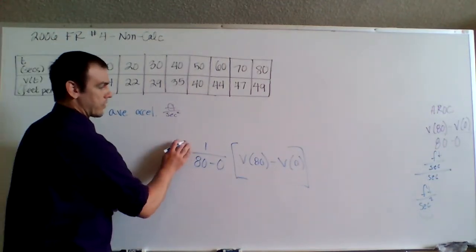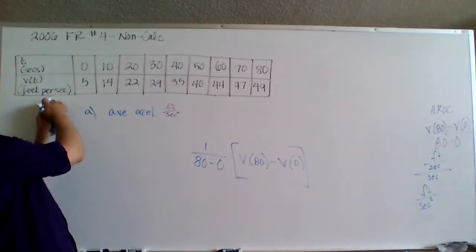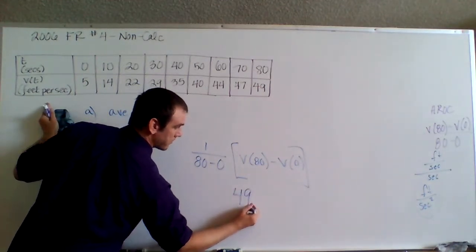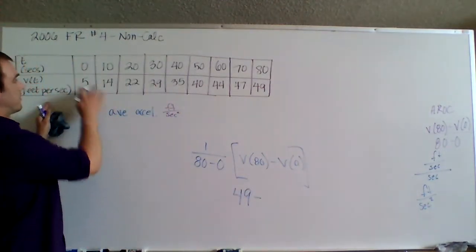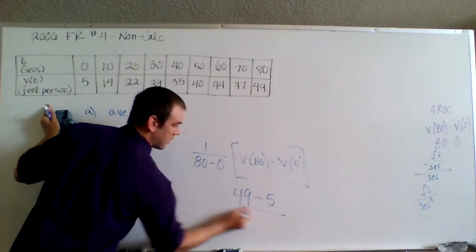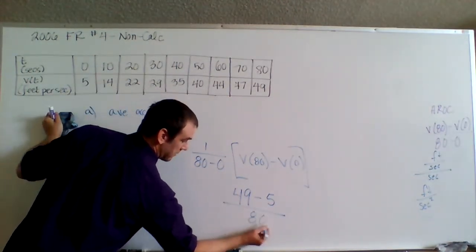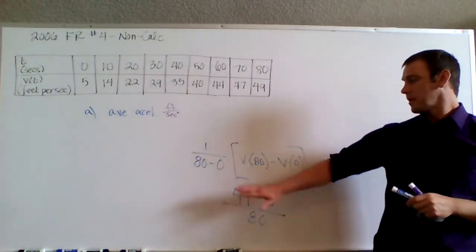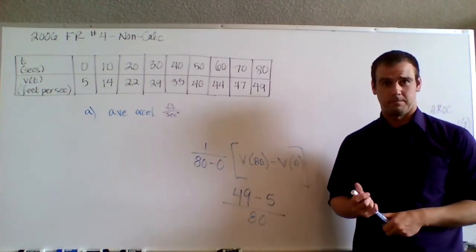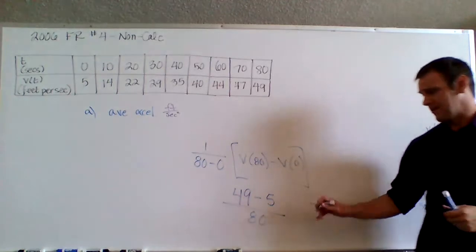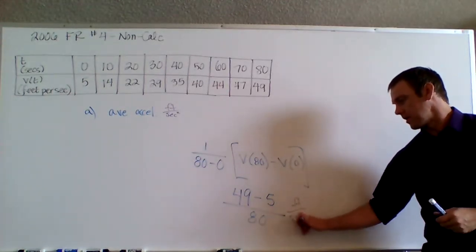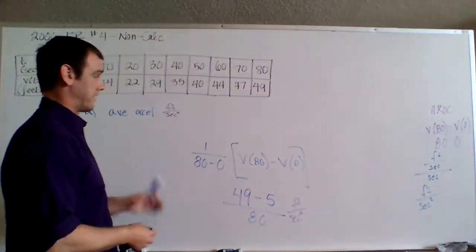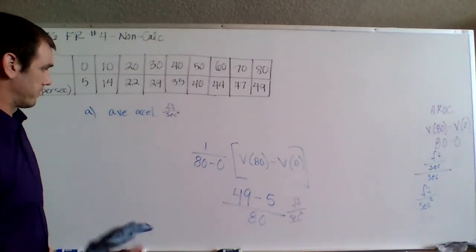Okay? So V of 80, we're just going to look at my table here. At time t is 80, we got 49. Minus V of 0, which is going to be 5. All divided by 80 minus 0, which is just going to be 80. Guys, this is non-calculator, so stop there. Okay? It does ask for our units. Well, if we're finding average acceleration, isn't that just going to be feet per second squared? Right, that should be an easy unit to figure out, because that's how we're figuring out which formula to even use in the first place.